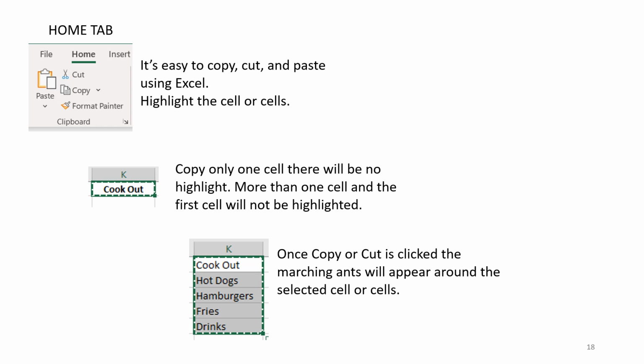Home tab. It's easy to copy, cut, and paste using Excel. Highlight the cell or cells. Copy only one cell, there will be no highlight. More than one cell and the first cell will not be highlighted. Once copy or cut is clicked, the marching ants will appear around the selected cell or cells.